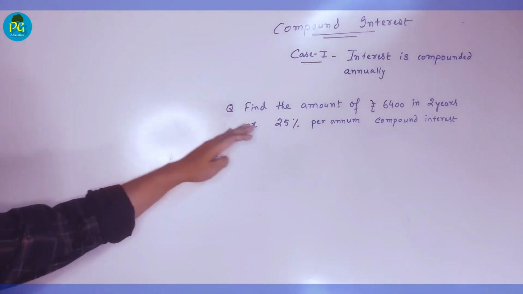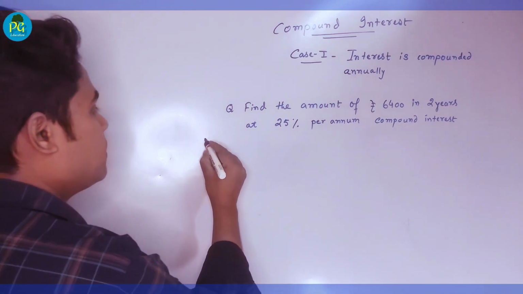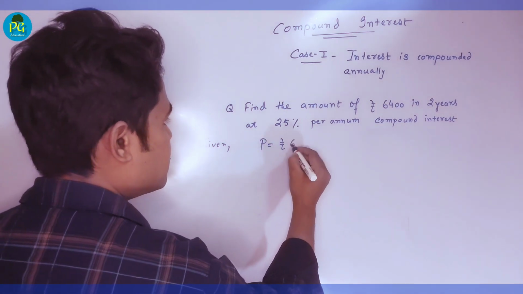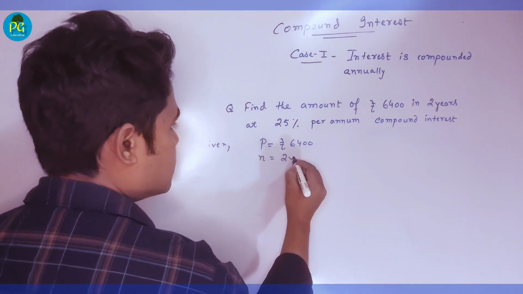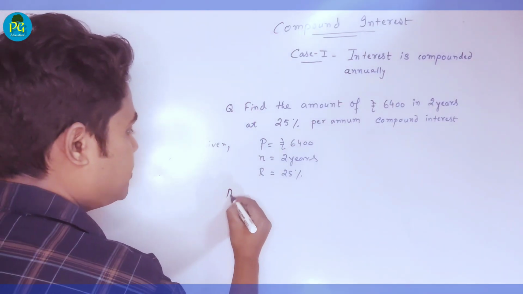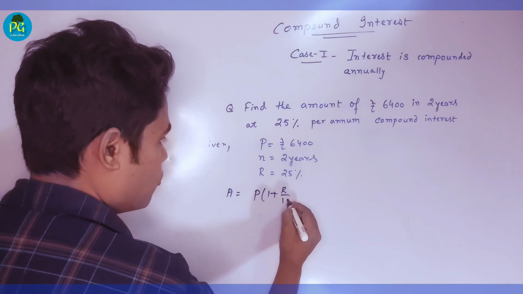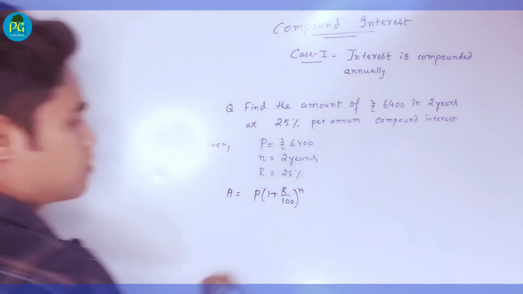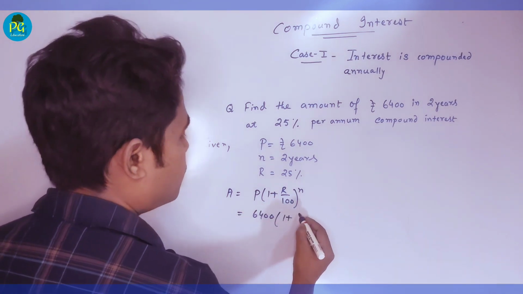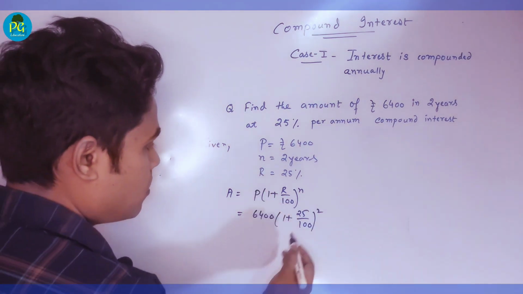Let us take an example. Find the amount of 6,400 in 2 years at 25% per annum compound interest. So here given principal P equal to rupees 6,400, time N equal to 2, rate R equal to 25%. So by the formula of compound interest, amount A equal to P (1 plus R by 100) whole to the power N. P means 6,400, 1 plus R means 25% divided by 100, whole to the power 2, N means 2. Now you cancel.